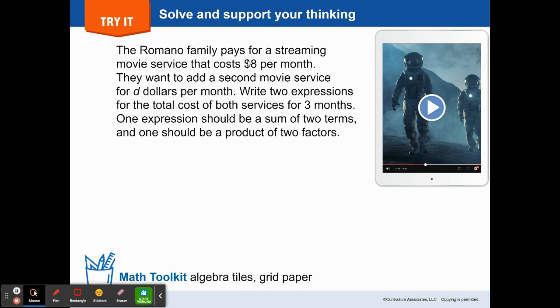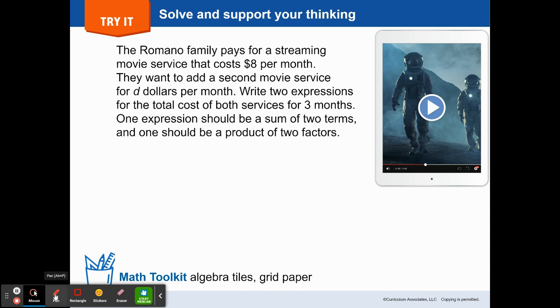So it says the Romano family pays for a streaming movie service that costs $8 per month. They want to add a second movie service for $D per month. Write two expressions for the total cost of both services for 3 months. One expression should be a sum of two terms, and one should be a product of two factors.